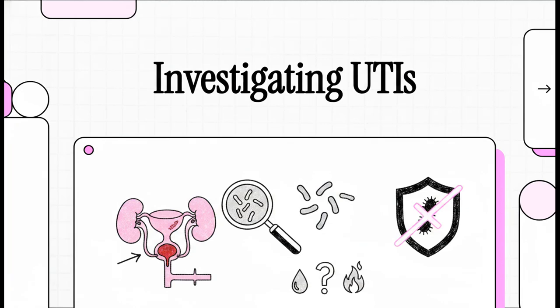All right, let's just dive right into this explainer. Today, we're putting on our medical detective hats to investigate one of the absolute most common biological crimes in healthcare, the urinary tract infection, or UTI. We're going to break down exactly how these infections pull off their heist, how to spot the clues they leave behind, and most importantly, how we can stop them dead in their tracks.